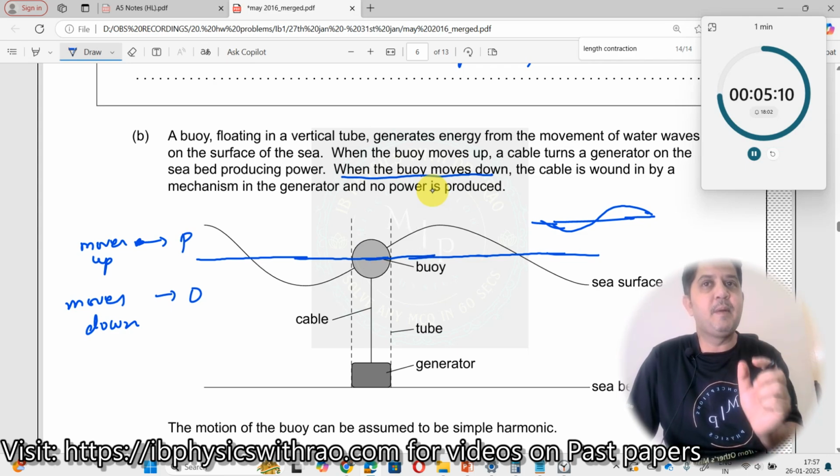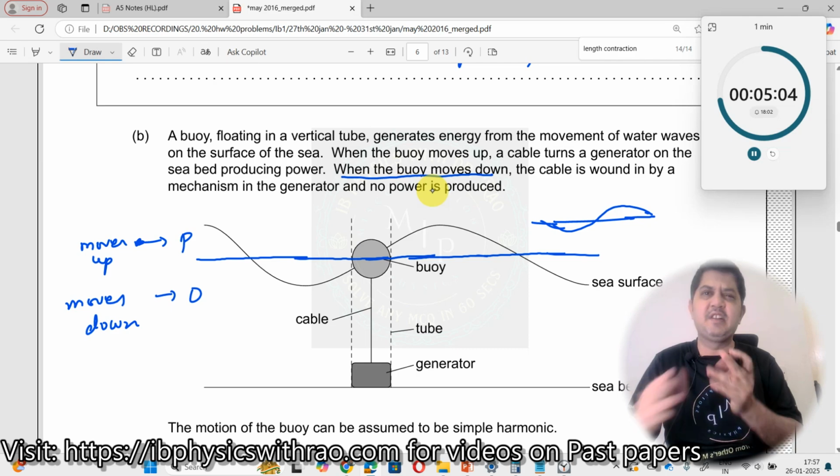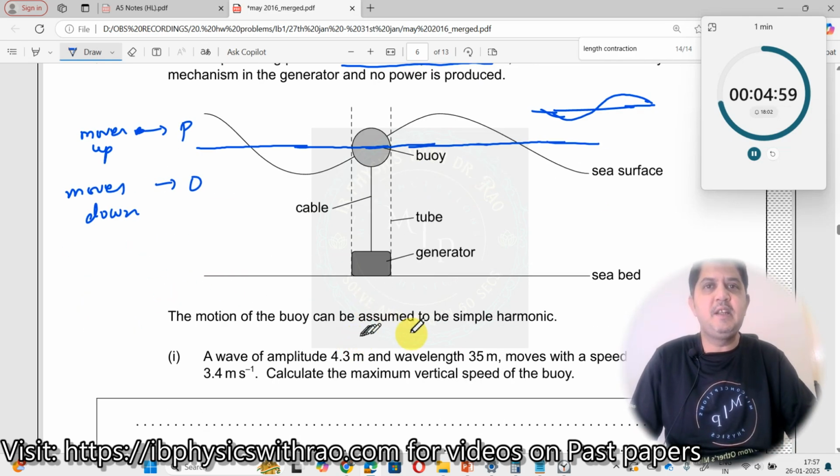So for any problem related to waves, first look at the symmetry. That's one of the shortcuts which you need to understand. If you get a symmetry, then almost everything is solved. Then the motion of the buoy is assumed to be simple harmonic.